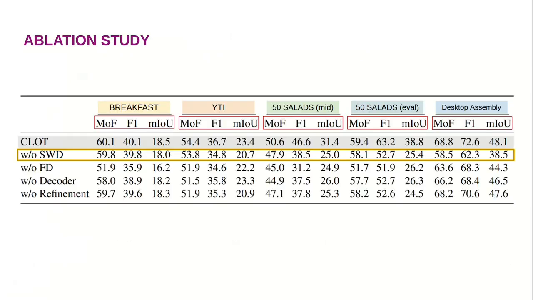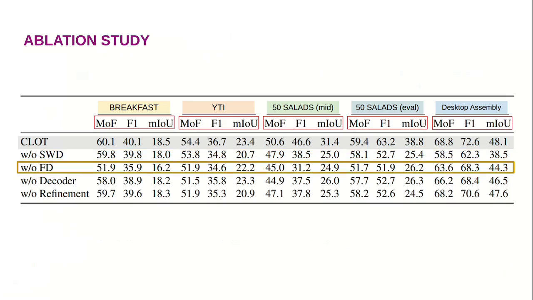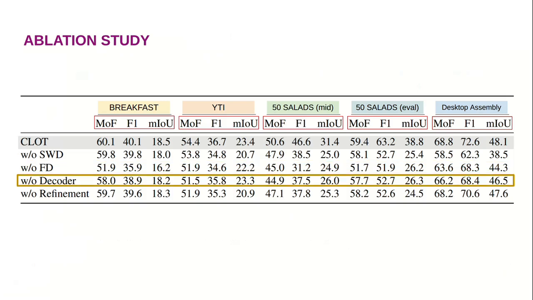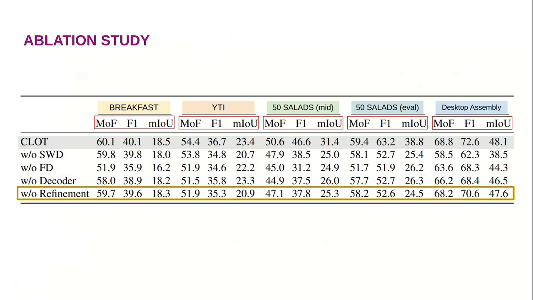So here we can see what happens when we remove each component of our model. Without SWD, we lose fine-grained feature relations. Without feature dispatching, background and action frames get mixed. Without the parallel decoder, temporal consistency drops. And without refinement, frame and segment alignment break down. So every component plays a crucial role in the final performance.